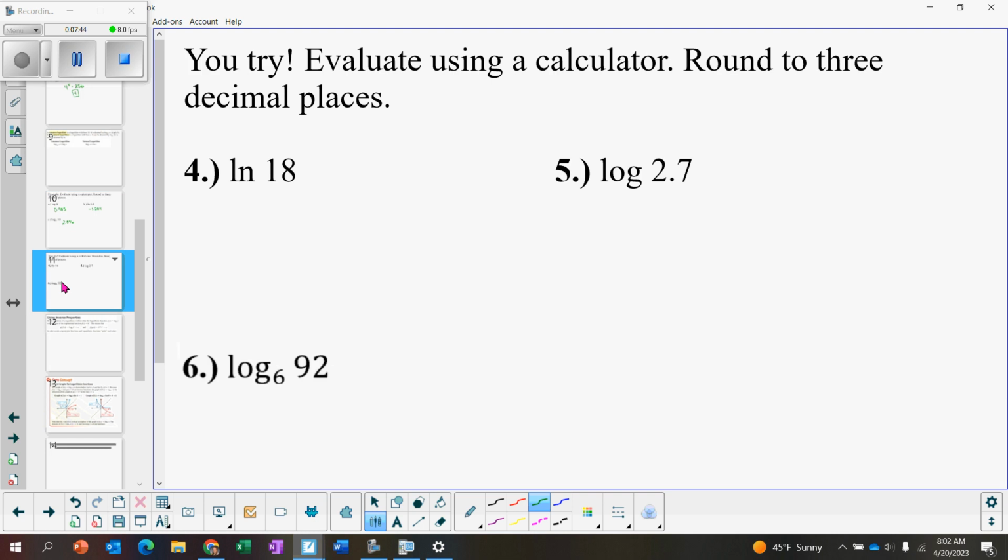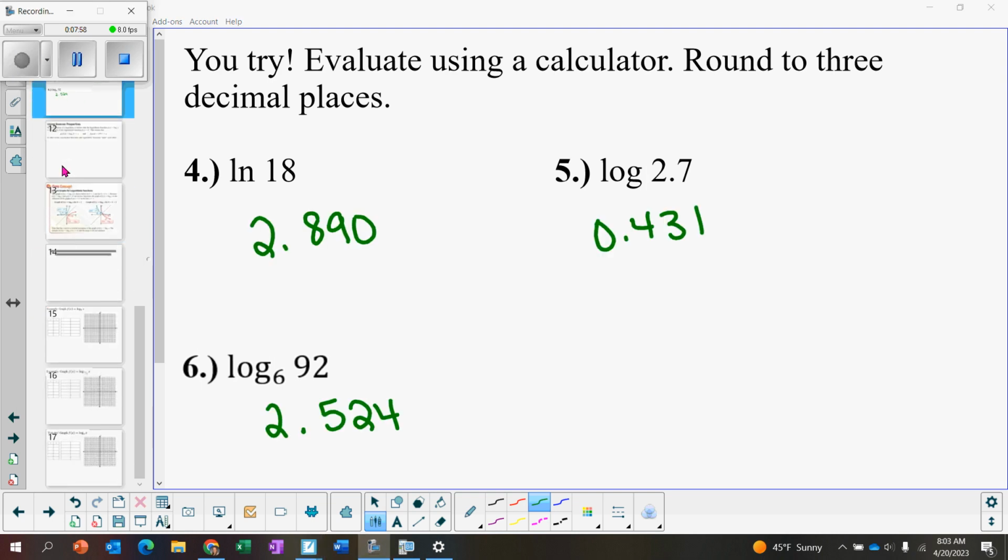So you go ahead and try these 3. Pause. When you're ready to see the answer, hit play. All right, so for the natural log of 18, I got 2.890. For log of 2.7, I got 0.431. And for log base 6 of 92, I got 2.524.